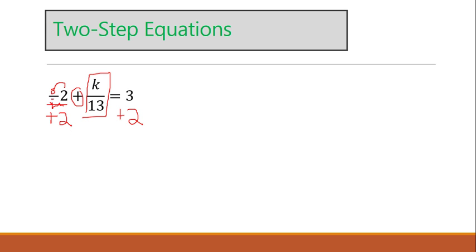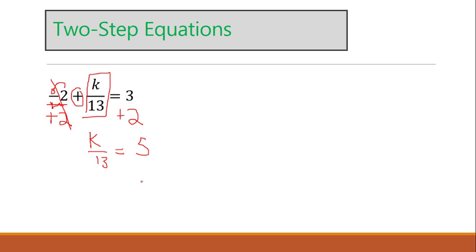Another way to know that this was the correct step to do, to add 2 instead of subtract 2, is because a minus 2 and a plus 2 is 0. That's what makes it cancel out. That's what makes it go away. The only thing that I have left then is k divided by 13. In this case it is equal to 5, because 3 plus 2 is 5.